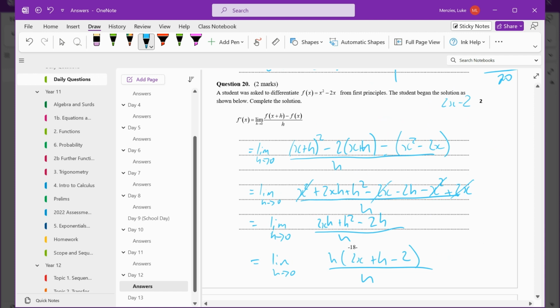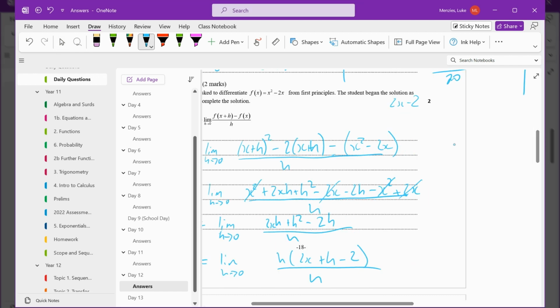And then when you go for the final part of this answer, this is where you substitute in for your h is equal to 0. And this is the step where you don't have to write the limit as h approaches 0. Because what you want to do from this step is say, hey, those h's go away, but you want to replace that h with 0. So if you do, all you're left with is 2x minus 2, which is what we needed to get.